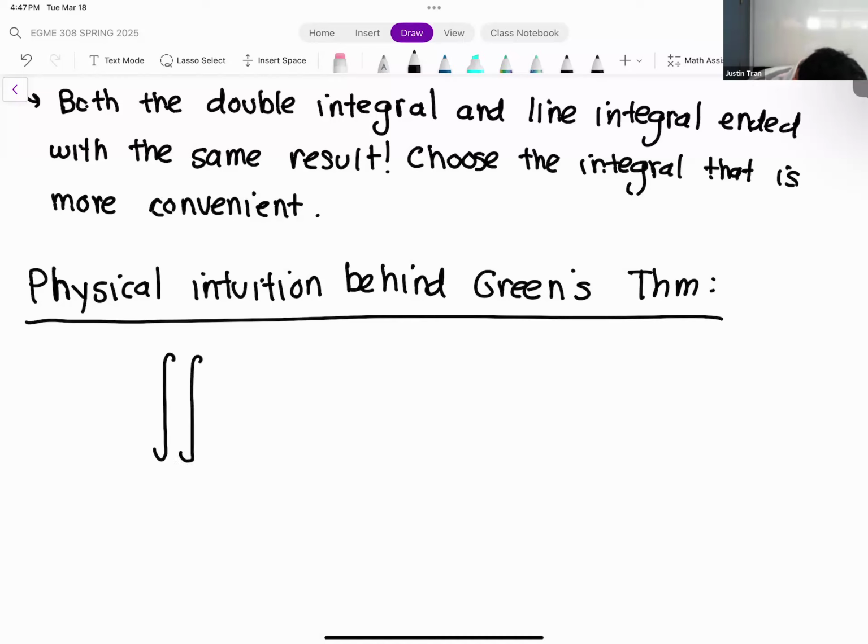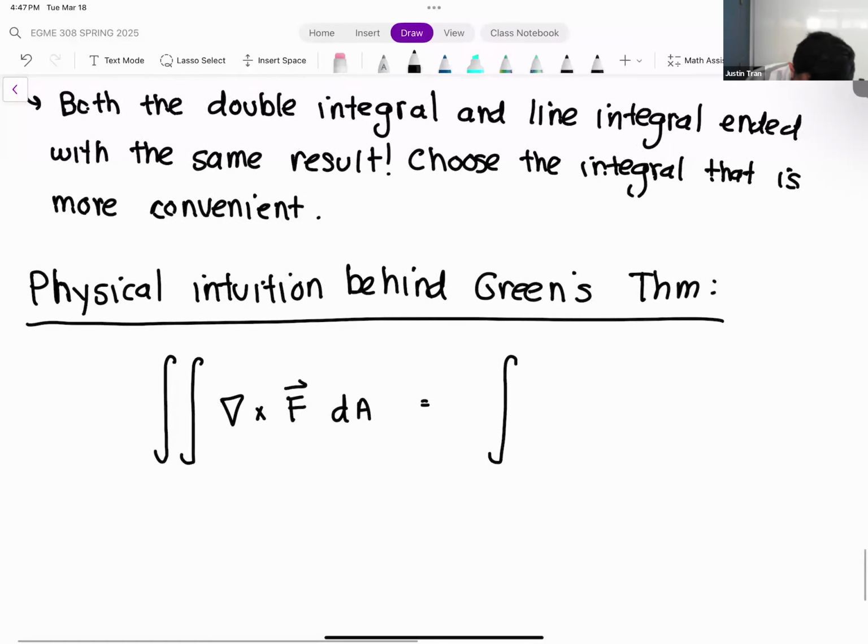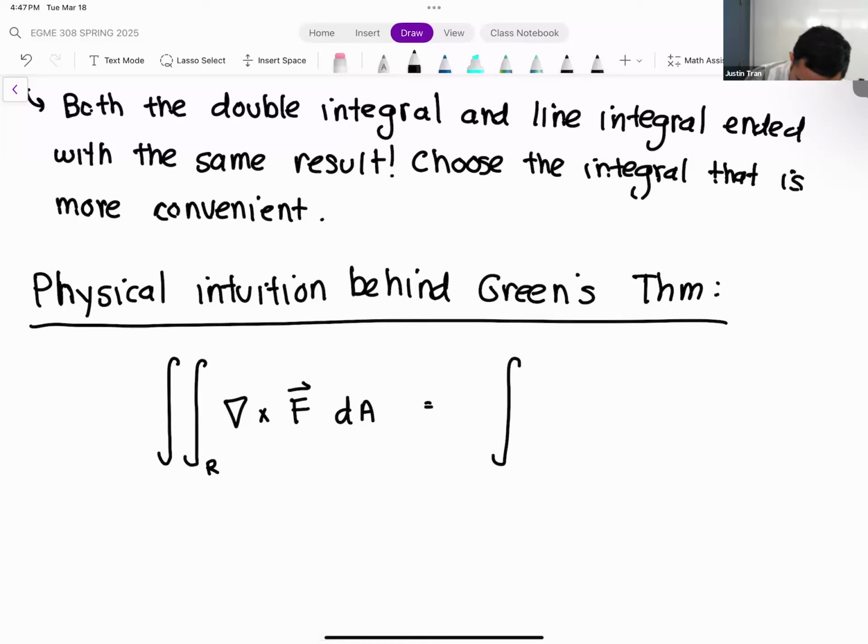So Green's theorem, the double integral side looks like the curl of the vector field F dA, over a region R. And that's going to be equal to the line integral around that same region R of the same vector field, but a line integral around that region, okay? And so Green's theorem is basically telling us that both of these integrals are equivalent to each other, right? So what does that actually mean?